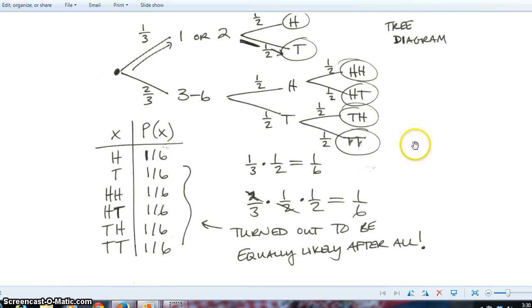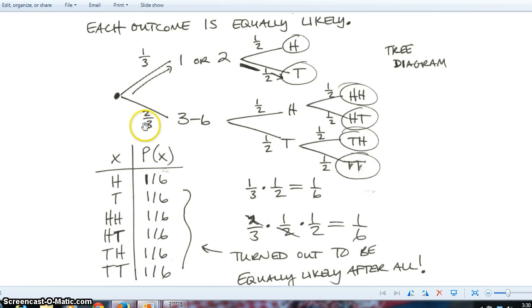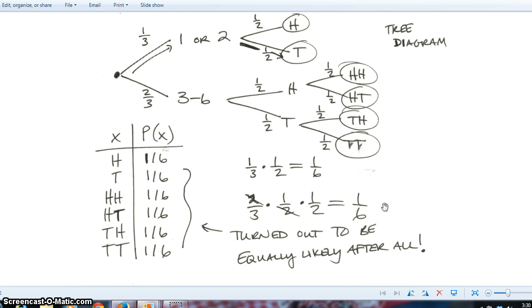The other 4 outcomes, an interesting thing happens. Follow the path, say for heads, heads. Follow the path out. 2/3 times 1/2 times 1/2. What does that make? 2/3, 1/2, 1/2. That ends up being a 1/6 as well. Since all these are a half, all of those are going to be a 1/6. Wow. So it turned out that all of these outcomes are equally likely after all.